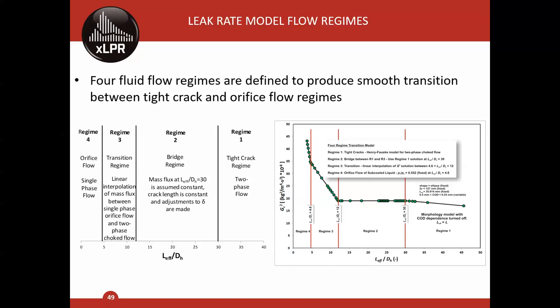The leak rates are calculated assuming an idealized through-wall crack shape, meaning that the crack opening areas on the ID and OD are the same. But then adjustments are made in the framework to account for this assumption. By default, leak rate is calculated based on the inner diameter crack size. However, if the flow is in regime one, the leak rates are then based on the ID and OD COD and then averaged.